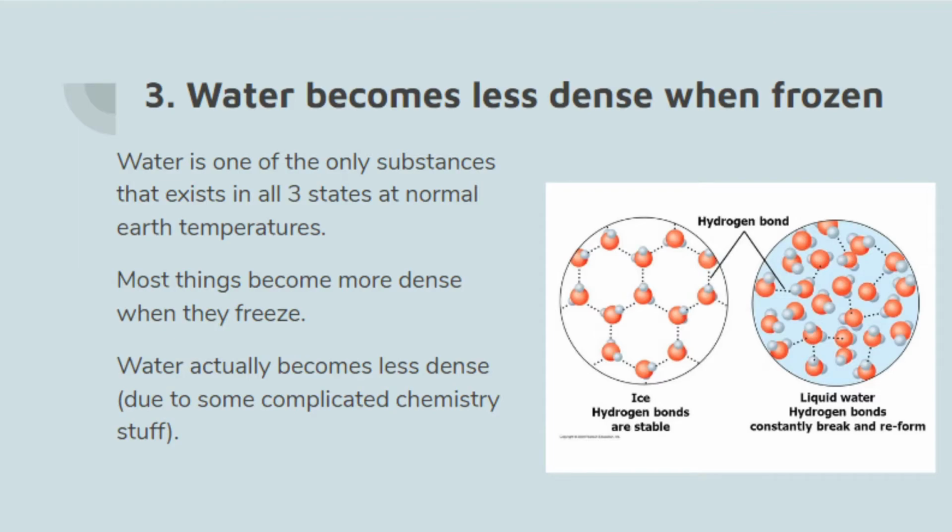It's one of the only substances that exists in all three states at normal Earth temperatures, so we see it in liquid and gas and in solid form. And as a solid, it floats in itself when it's a liquid, which is very, very strange. Most things, when they switch to a solid, are going to sink. So I don't want to go into the chemistry too much, but essentially, when ice is formed, the molecules are spaced out more than they are when they're in liquid, because of a bonding pattern.